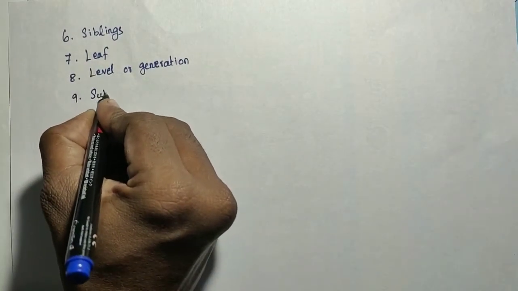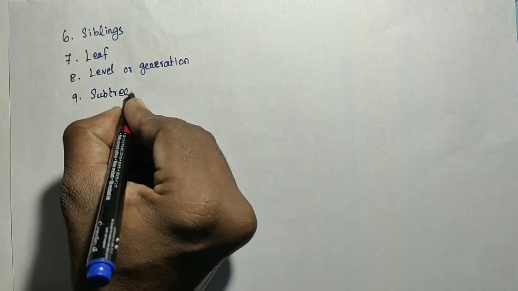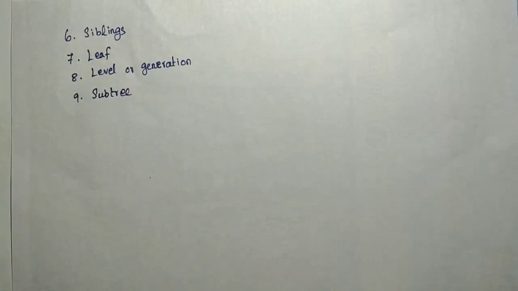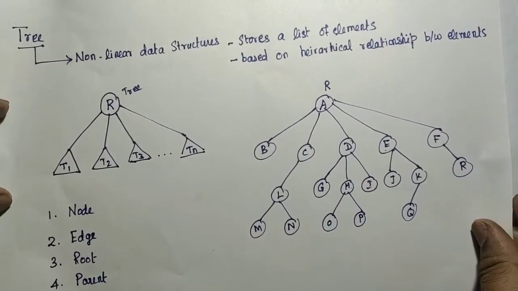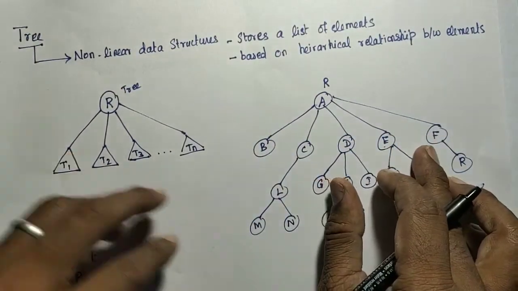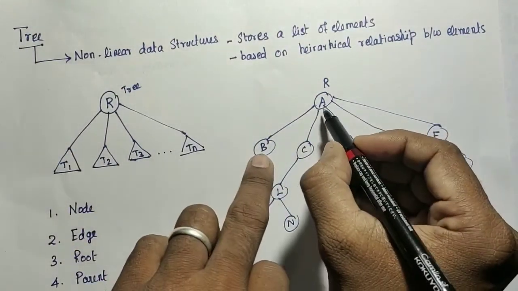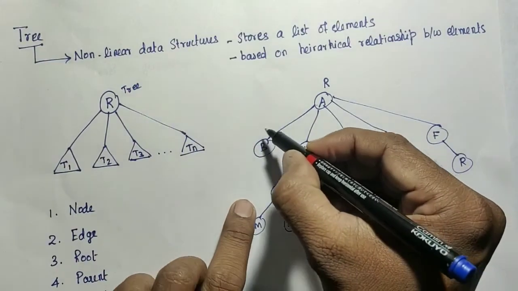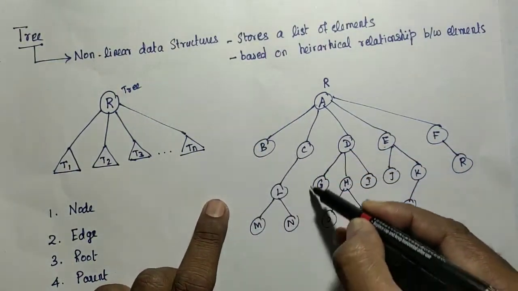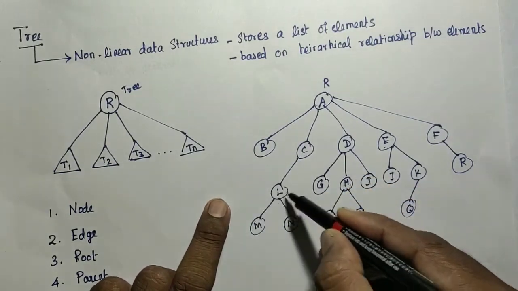Next is subtree. As I told, each branch is usually called a subtree. Actually, as per the tree concept, root and all others would be considered branches, but here each branch we can say is a subtree. B is itself a subtree. C itself is a subtree, and C has this as a subtree.